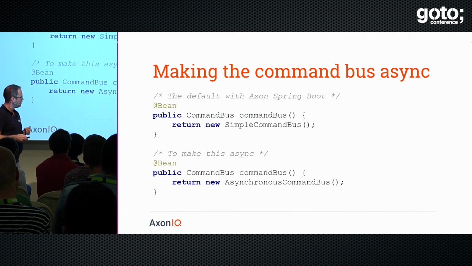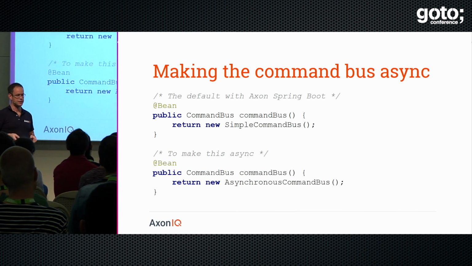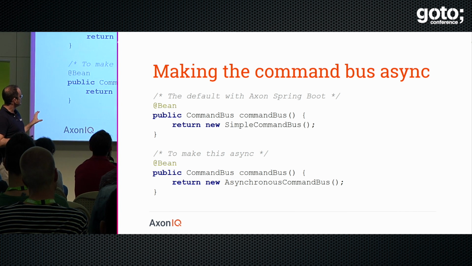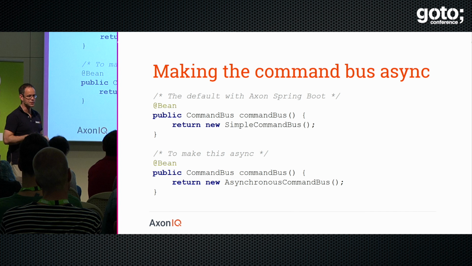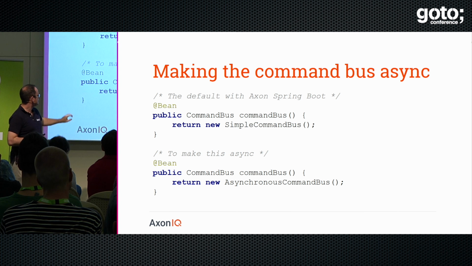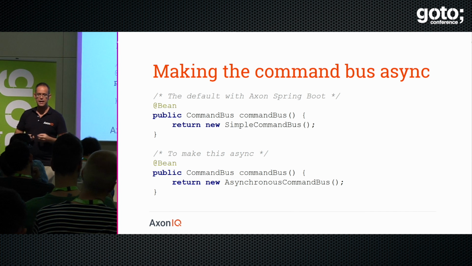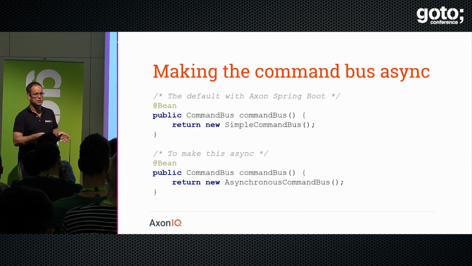Now, once you start to evolve, if you go over that journey into microservices, you are going to change those things. One of the simplest changes that you could do is go to an asynchronous command bus. The default thing that you would get without configuring anything is a simple command bus. If you're using Spring, then you could define an alternative command bus bean that would be the asynchronous command bus, and that's sufficient to get all your commands being processed asynchronously.